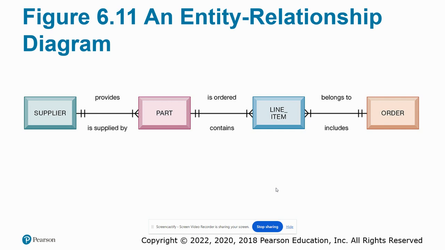It shows that one order can contain many line items. A part can be ordered many times and appear many times as a line item in a single order. Each line item can contain only one part. Each part can have only one supplier, but many parts can be provided by that same supplier.